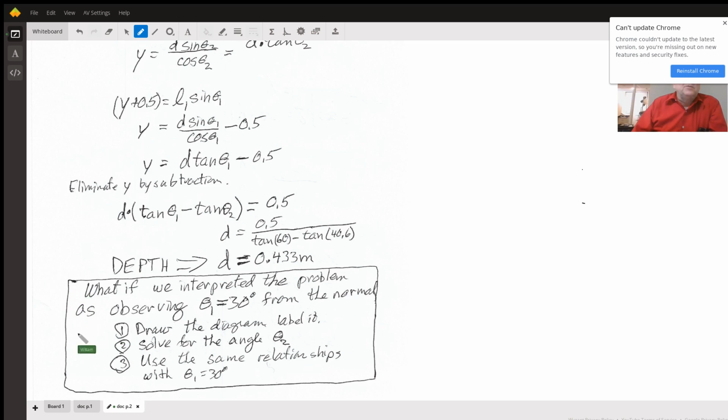And the other thing you might want to do is to practice this. What if we interpret the problem as observing theta 1 equals 30 degrees from the normal instead of 60 degrees from the normal? You'll get different answers, but you work the problem exactly the same way.